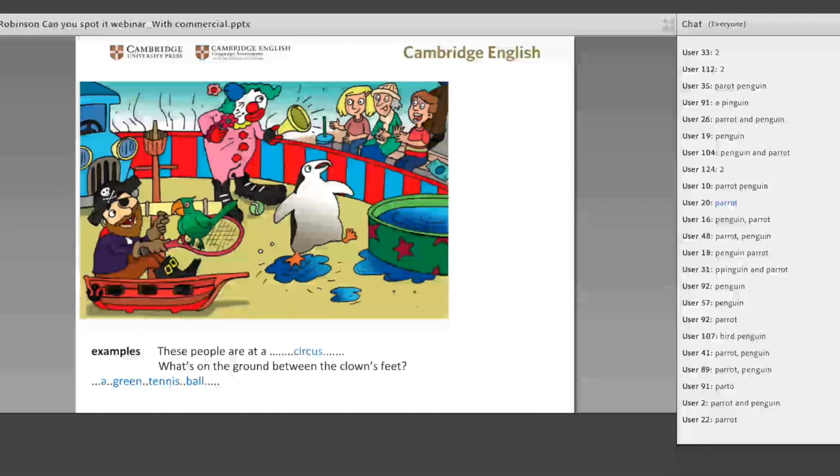So in the Movers writing task, the one which will appear as from next year, candidates have to complete 2 sentences about the picture, and they have to answer 2 questions about the picture. This is the first part of this task. As you can see in the example here, these people are at a circus. This has 1 word as the answer, which is absolutely fine.